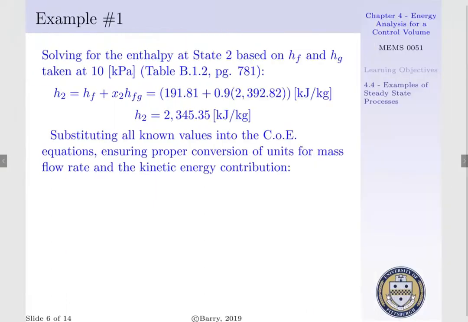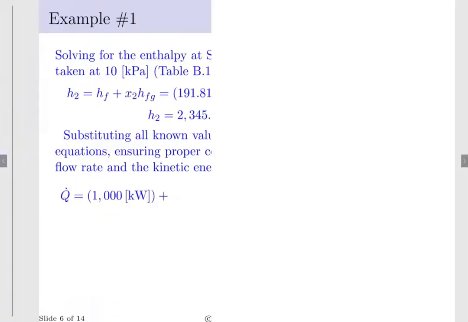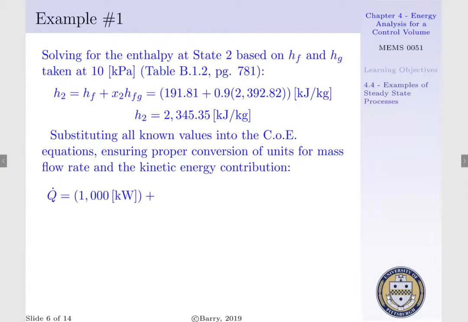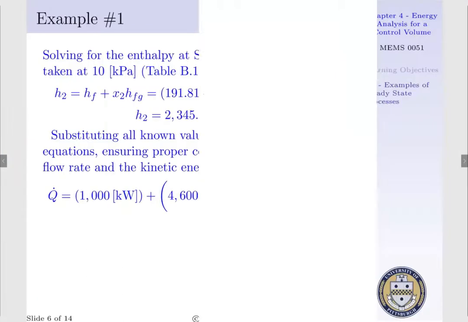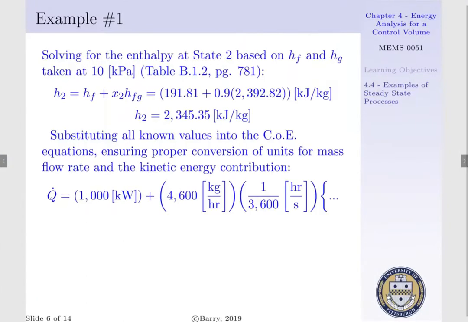Now we can substitute all our known values into our conservation of energy equation, ensuring proper conversion of units for mass flow rate and our kinetic energy contribution. Thus, Q dot is equal to W dot, which is 1,000 kilowatts, plus M dot, where we have to convert 4,600 kilogram per hour to kilogram per second by dividing our quantity by 3,600. Thus, we would have kilogram per second. And our mass flow rate is times the difference of our enthalpies and kinetic energy contributions.